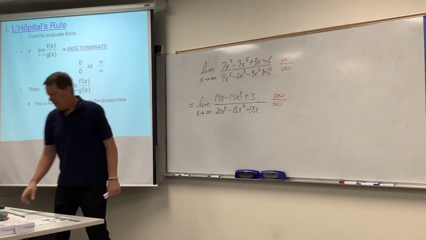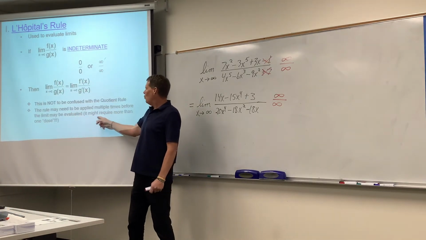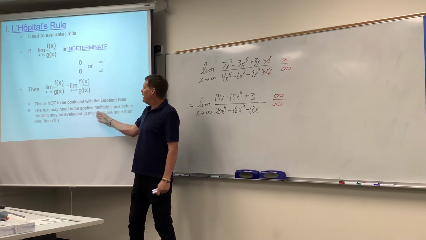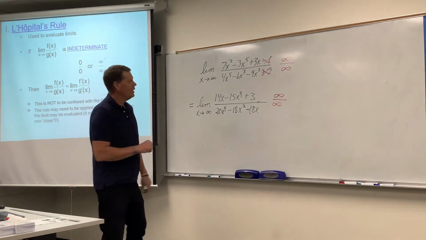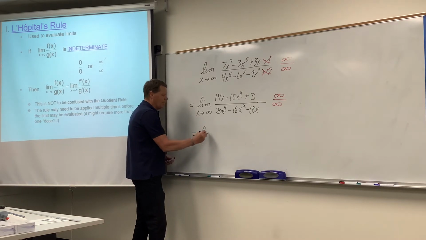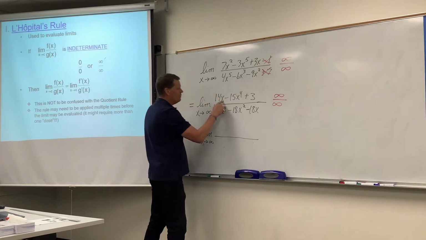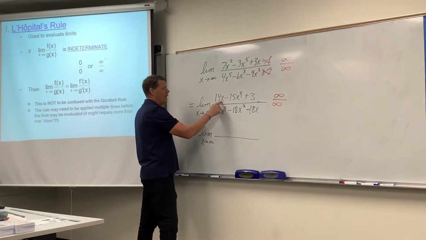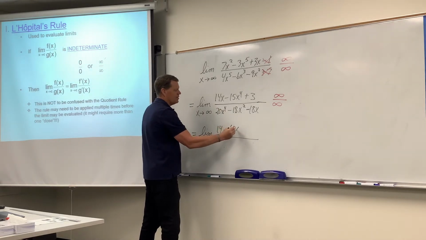So you know what? If it remains indeterminate, you might have to apply the rule more than one time. If that new limit is still indeterminate, give it another dose of L'Hopital. All right? So you're like, okay, yeah, you're still indeterminate. Let's give you another dose of L'Hopital. So you take the derivatives of these. That'll be 14 minus 60x to the third power.